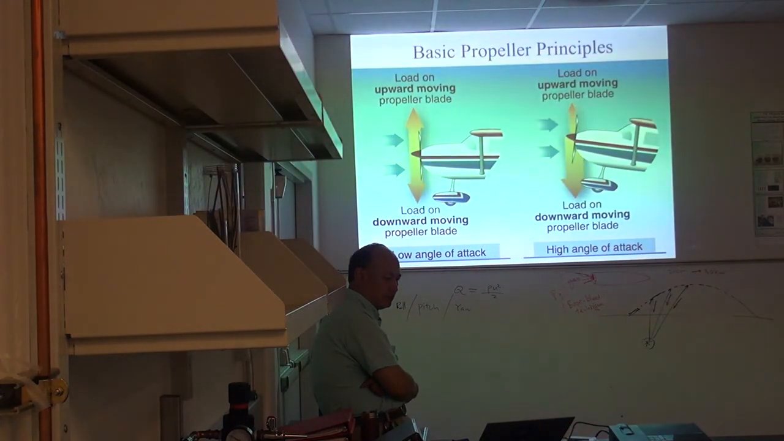When an aircraft is flying at a high angle of attack, the blade of the propeller moving downward has a bigger bite than the blade moving upward. This causes the center of thrust to be moved to the right side of the prop disc area, which causes a yawing movement toward the left.